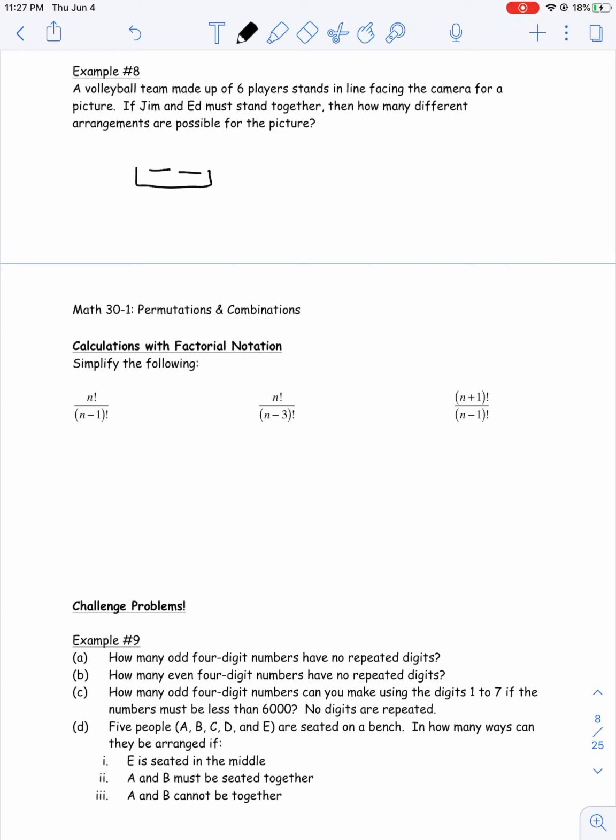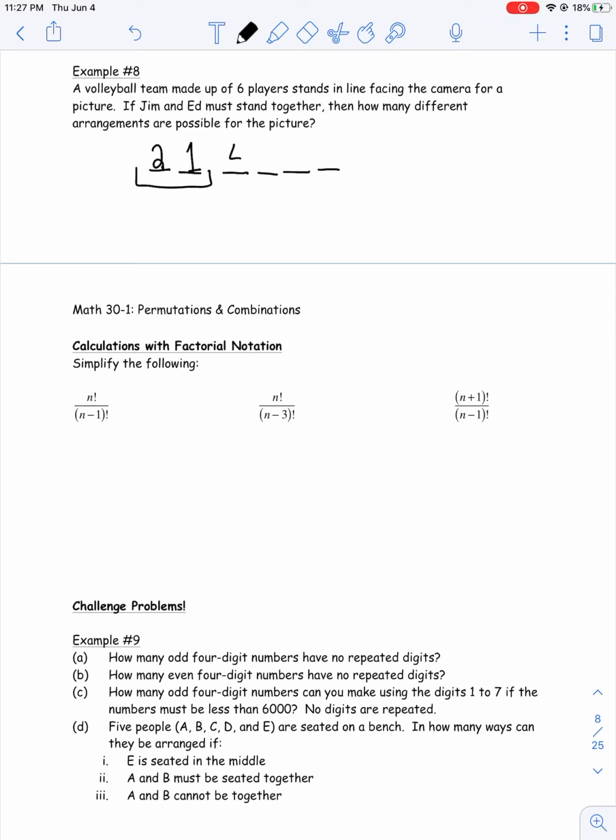And then we know that there are 4 other spots for the remaining team members on the volleyball team. So Jim and Ed, if we were to place them in the first 2 spots, well, Jim or Ed could go in the first spot, and whoever is left over could go into the second spot. So this is how you can rearrange Jim and Ed. There's 2 ways to do that. Either Jim goes first or Ed goes first. And then whoever you choose for that first spot, the remaining person goes in the second spot.